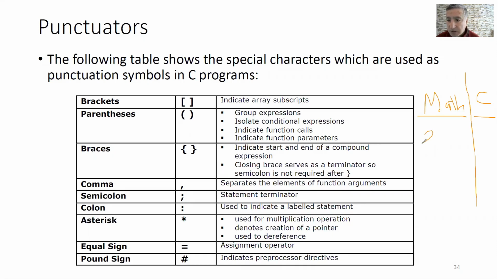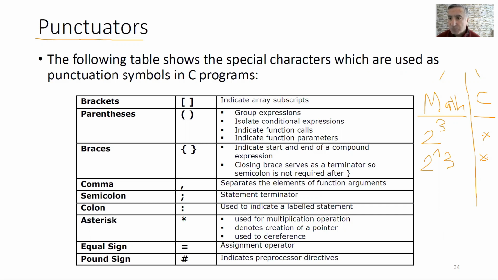For example, in mathematics, you can use this, right? But in C, you cannot write this. There's nothing like that, okay? Or in mathematics, you can write like that, right? But in C, you cannot. There's nothing like that. So when we learn punctuations, again, please pay attention that some punctuations are different in mathematics and C. But some punctuations are still the same.